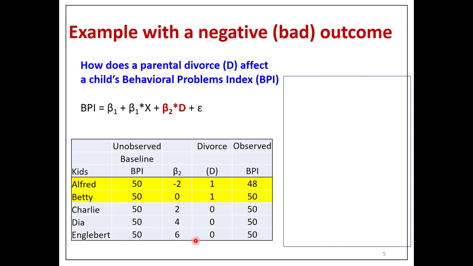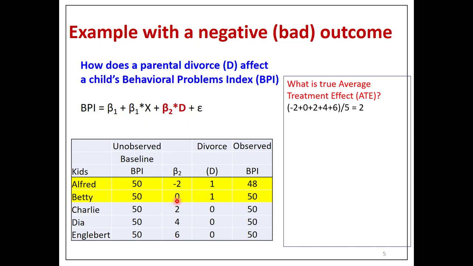So they don't experience this effect. They don't get assigned that beta 2. They're not getting the effects of the divorce. Okay, and the first question here is, what is the true average treatment effect? Meaning, if every child experienced a parental divorce, what is the average effect on their BPI? Okay, and that's just going to be the average of the betas.